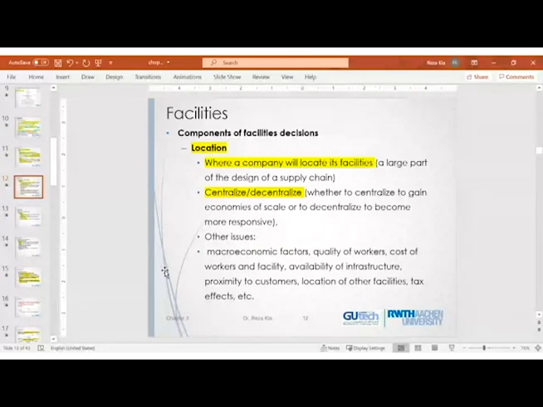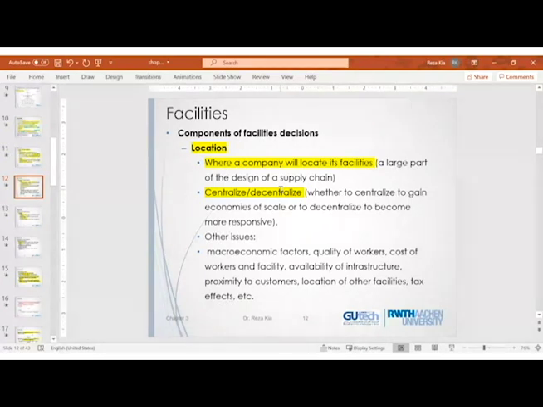Or maybe you prefer a decentralized supply chain. So in a decentralized supply chain, you will have several plants, several DCs, just as a simple example. So then again, a trade-off between responsiveness and efficiency should be considered here.